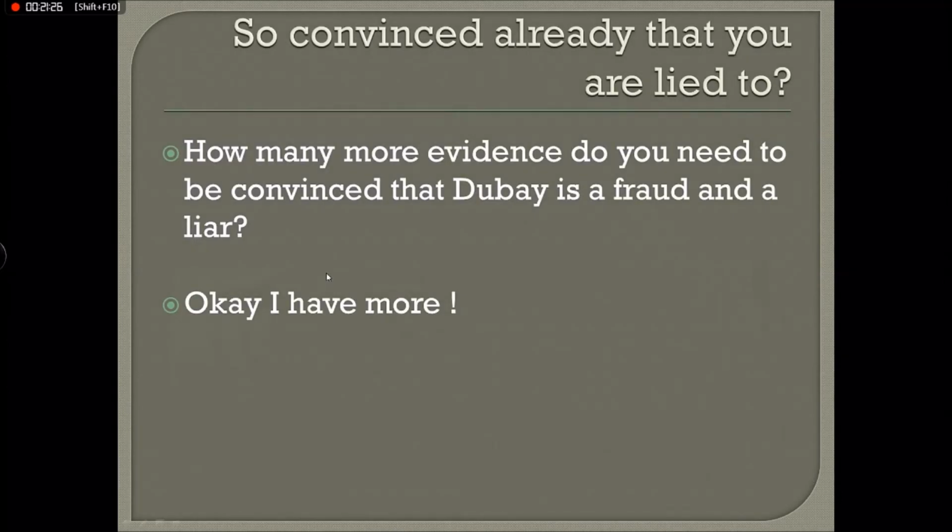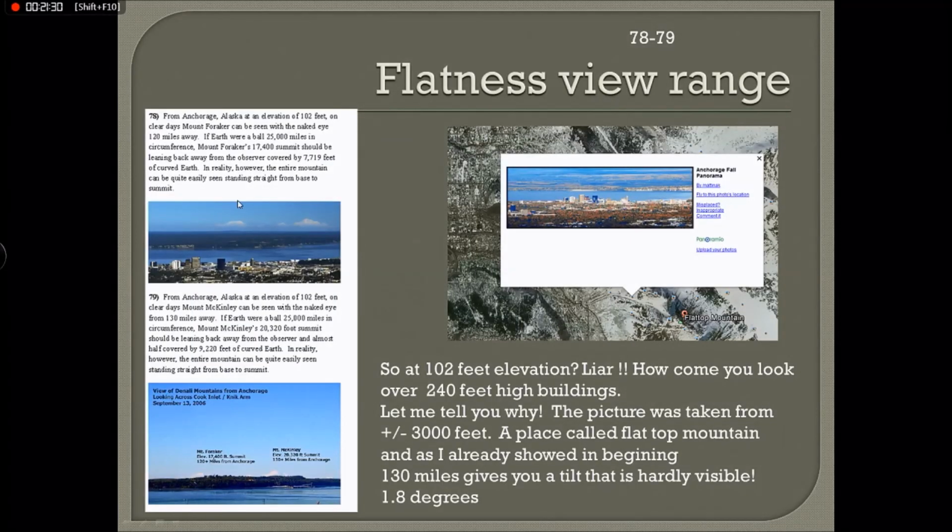So, how many more do you need? Okay, I have more. Anchorage, Alaska, at an elevation of 102 feet. On clear days, Mount Foraker can be seen with the naked eye 120 miles away. 102 feet elevation? Liar. How come you look over 240, 300 feet high buildings if you're just 102 feet above sea level?